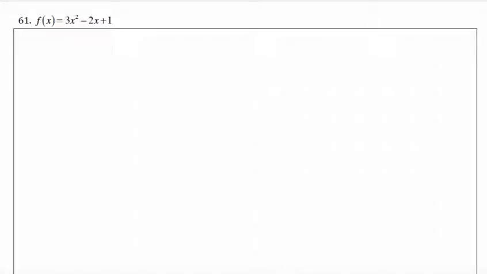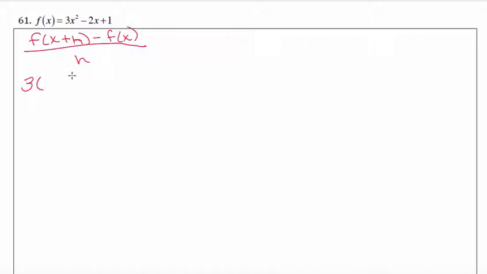For number 61, we are going to be finding the difference quotient. We have f of x plus h minus f of x all over h. Okay, so the first part of your formula says take your function and wherever there's an x, you're going to sub in an x plus h.